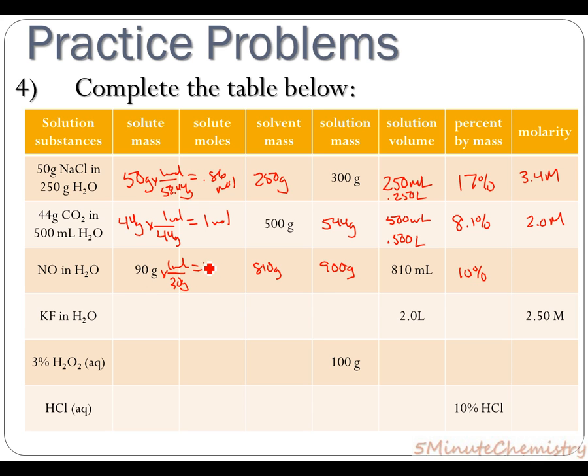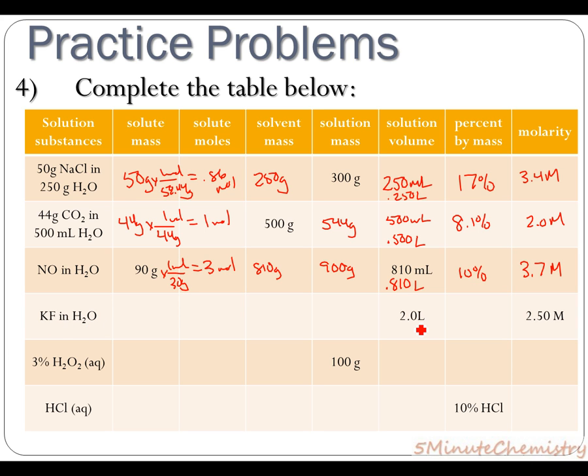So I must have 3 moles here. It's 810 mL, which must be in liters, so that's 0.810 liters. Take our 3 moles of solute divided by 0.810 liters of solution, and this is going to give us a 3.7 molar solution.